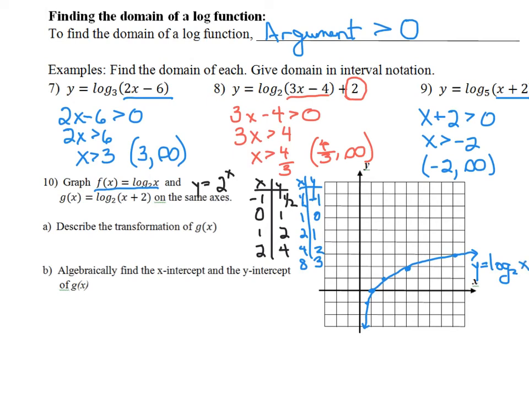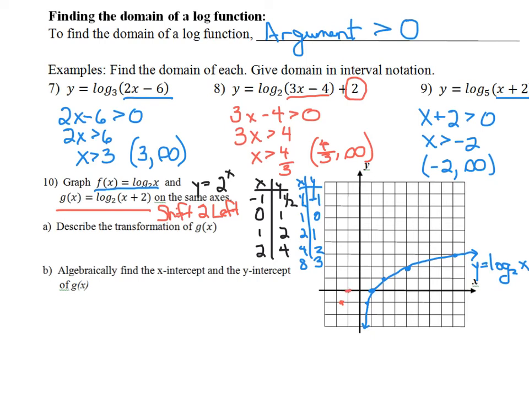Now notice the second graph that I want to make. g of x equals log to the base 2 of x plus 2. So if I just know what the transformation is, I can take each point and do that transformation. So reading that, I can tell that this is going to be a shift of 2 units to the left. So I'm going to take every single point and count over 2 spots, 2 units. So I've moved that one over 2 to the left.